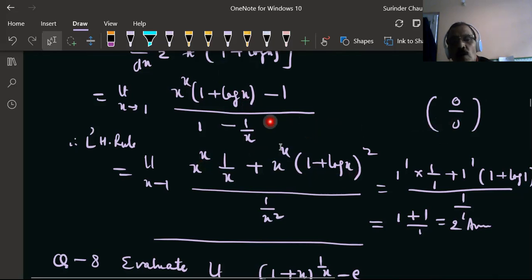What are the conditions of the function? So this is equal to, using the product rule, u times the derivative of v plus the derivative of u times v. So this is equal to e^x times the derivative of x^x plus e^x into x^x (1 + log x) into (1 + x), whole square, minus 1 plus x square. Now put x equal to 1 in this case: 1 plus 1 upon 1 is equal to 2.